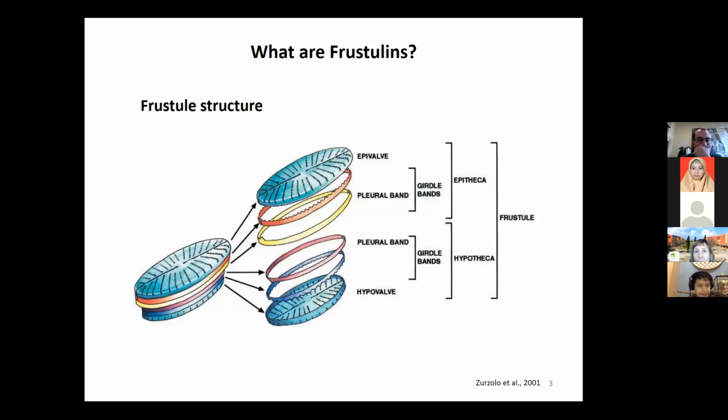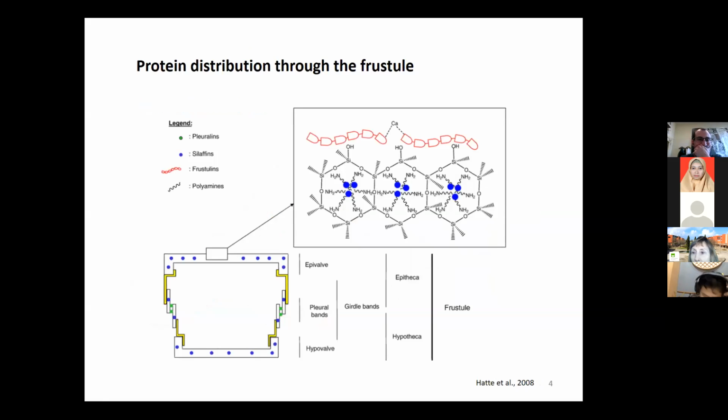And what are then frustulins? What happens is that there are some proteins that are enclosed, most of them or some of them, in this frustule. That is, this frustule is made of a silica compound or a silica polymer. And then you see that there are several different types of proteins that are integrated in this silica cage. So you have in blue silaffins, then you have in green pleuralins. You also have some polyamines that you can see in this enlargement of this area.